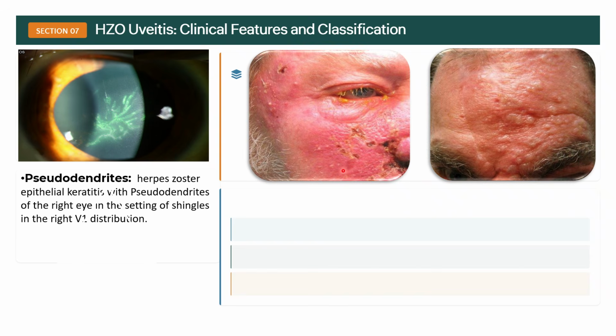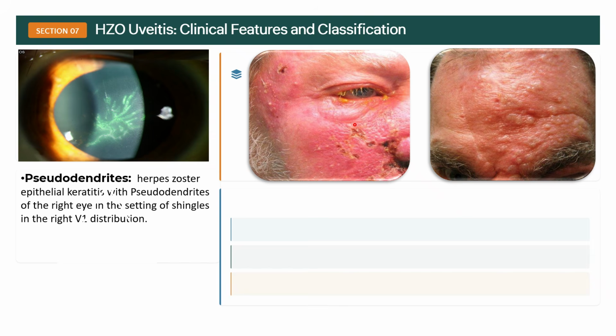Now, this is involvement of the maxillary division of the trigeminal nerve, and this is involvement of the ophthalmic division of the trigeminal nerve. This is the frontal branch. Now, there is another question we used to ask the candidate. If there is involvement of the maxillary division of the trigeminal nerve, is the eye involved or not? The answer for this question is no.